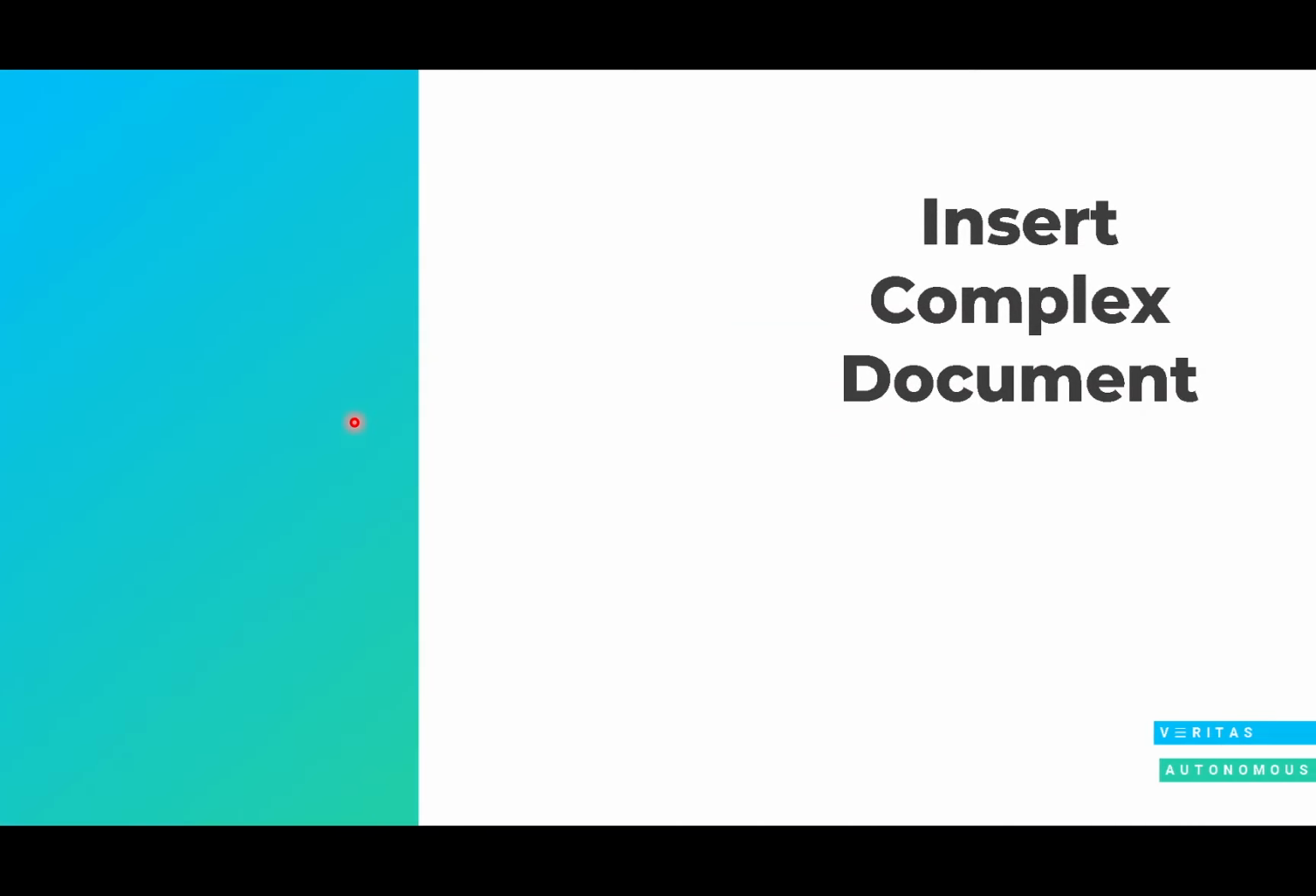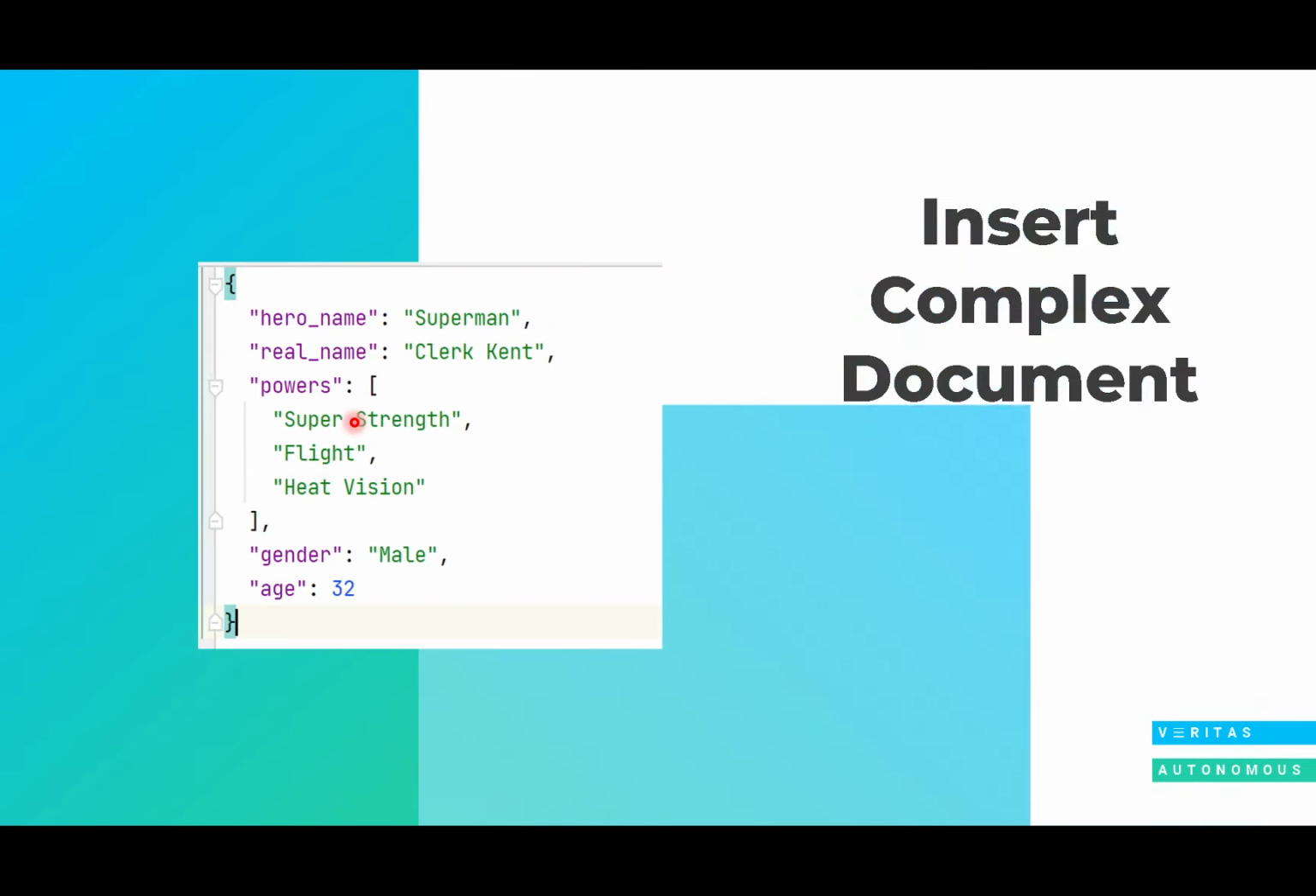Okay, so insert complex documents. Up to now we just inserted a very simple document, right? The document was curly bracket, hero name, the value, and end curly brackets. But here let's say we want to insert this little bit of complex document into the Mongo database, right? So it's very easy.